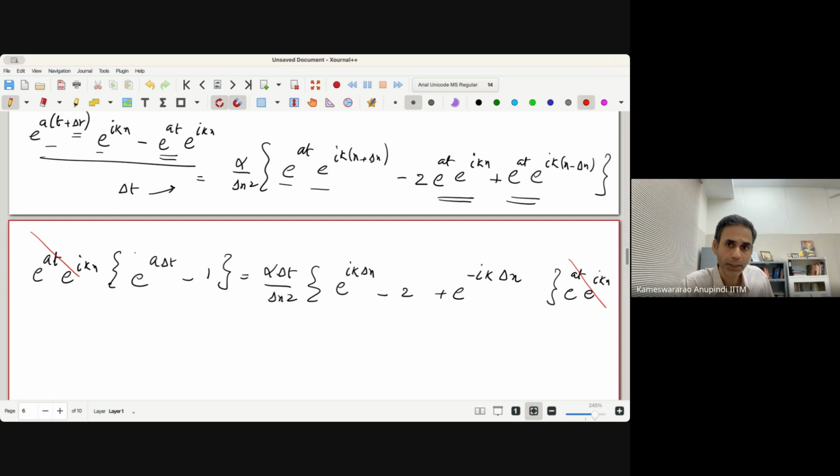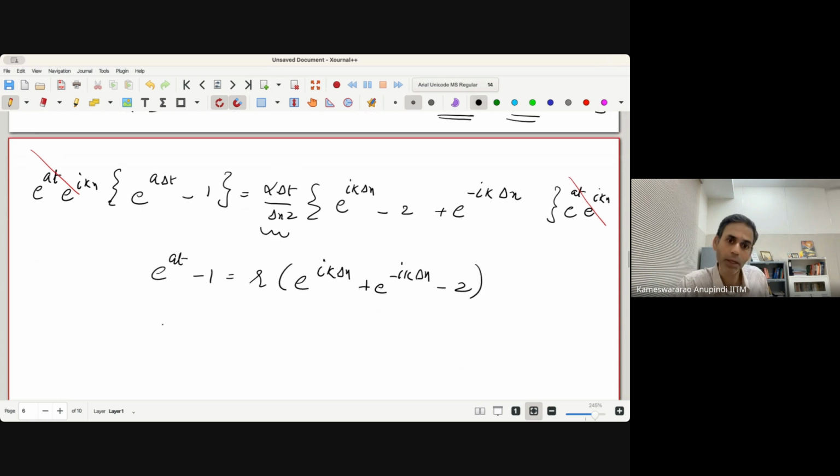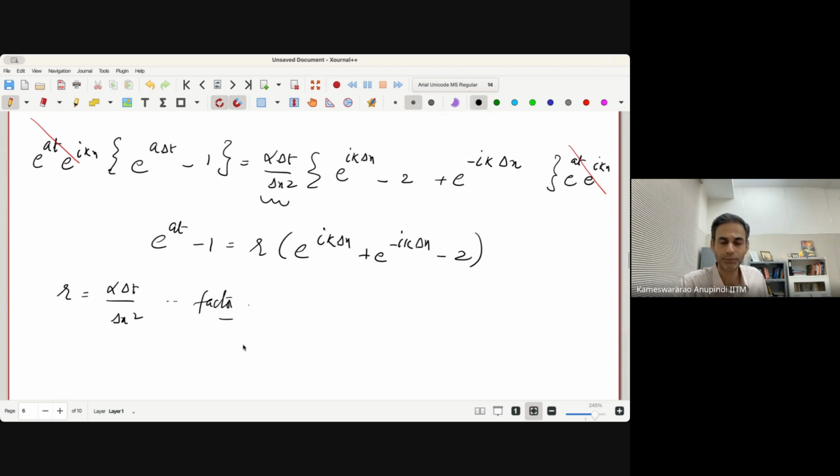Now I can cancel out e to the power at, e to the power ikx on both sides. And then what I have is e to the power a delta t minus 1 equals, let's call this factor some r, times e to the power ik delta x plus e to the power minus ik delta x minus 2, where r equals alpha delta t by delta x squared. Okay, this is some factor. So we obtained some equation here.